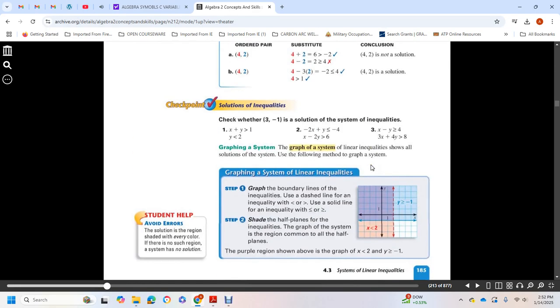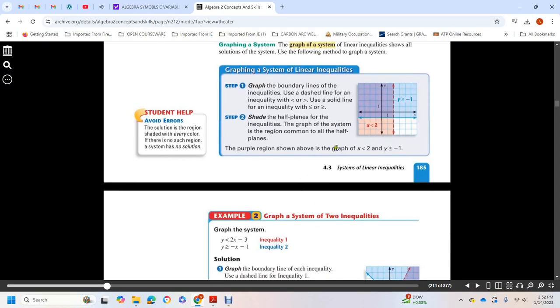Graphing a system. Graphing a system of linear inequalities shows the solutions of the system. Use the following method to graph. Graph the boundary line of each inequality, using a dashed line for an inequality that's greater than or less than. Use a solid line for an inequality that's greater than or equal to or less than or equal to. Shade the half plane of each inequality. The graph of the system is the region common to all half planes. The purple region is shown for x is greater than or equal to 2 and y is greater than or equal to negative 1.